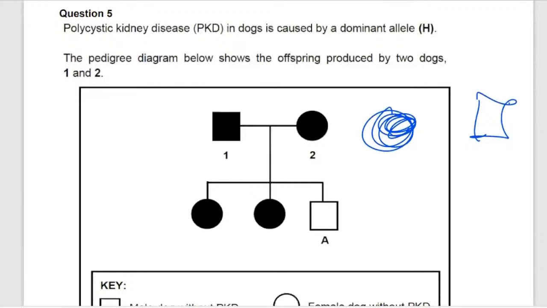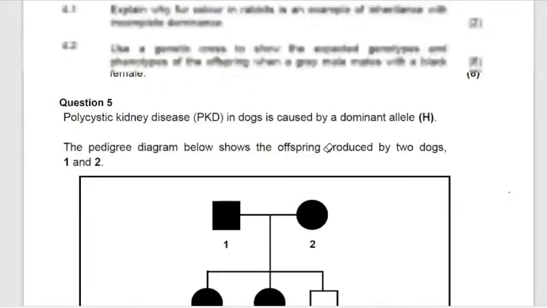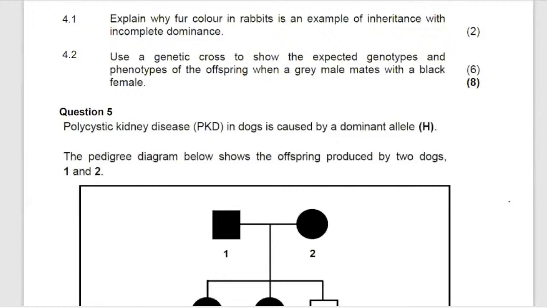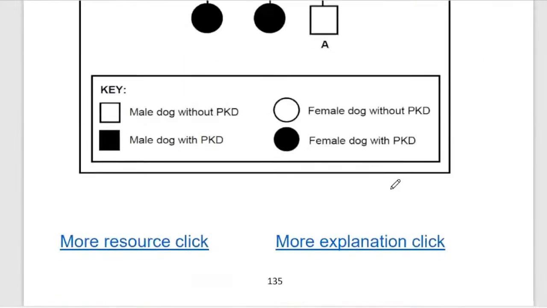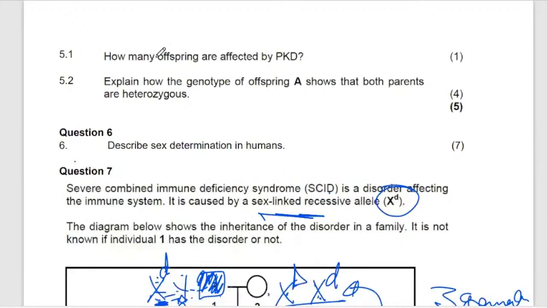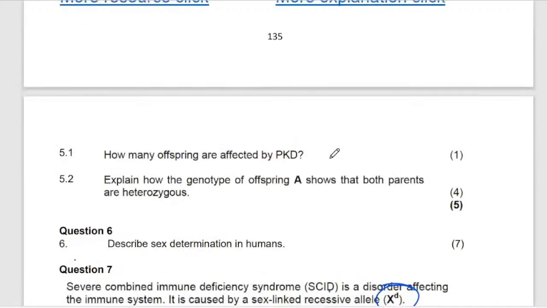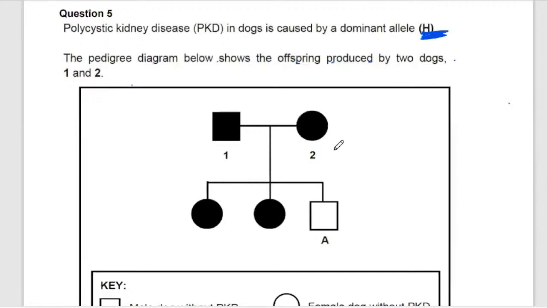Yes, here is a question. Mbali, I think it's Mbali. Here they're saying that this syndrome in dog is caused by a dominant allele, capital H. The pedigree diagram below shows the offspring produced by 2 dogs. They're not saying that this is sex linked. How many offspring are affected by this disease?